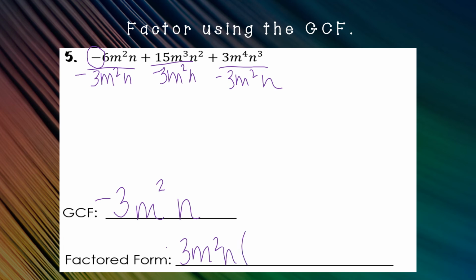-6 divided by -3 is 2. I have an m squared in the top. I'm taking an m squared away, so I will have no m's. I have an n up top. I'm taking an n away. The n's are gone as well, so it's just 2.